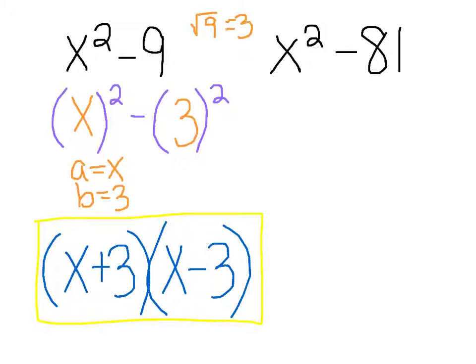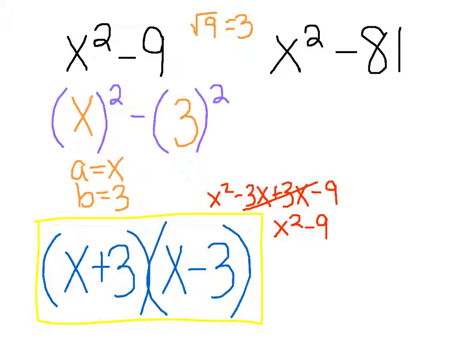We can check over our answer by FOILing. If you FOIL, first is x squared, outer is negative 3x, inner is positive 3x, and last is negative 9. Simplified, you see that these cancel out and we're left with x squared minus 9.